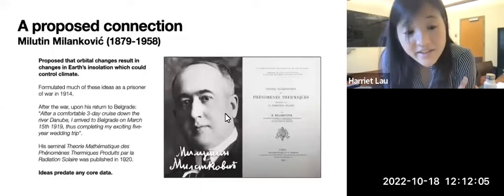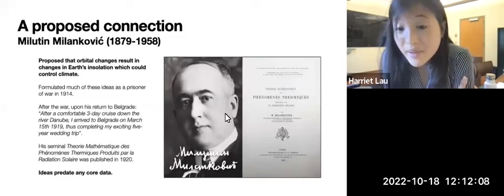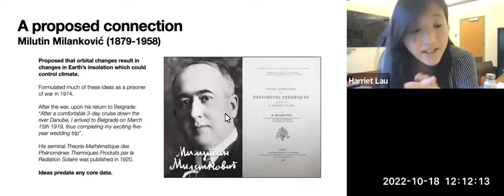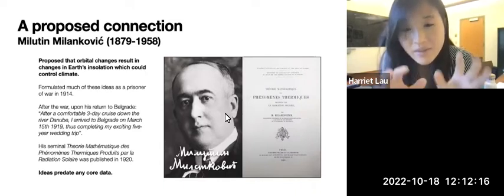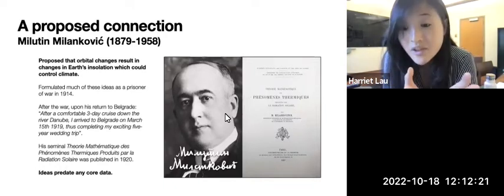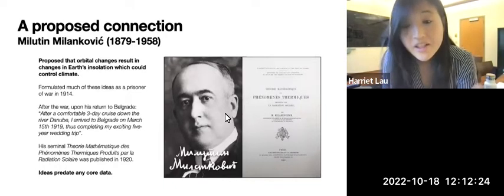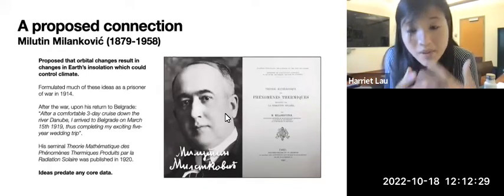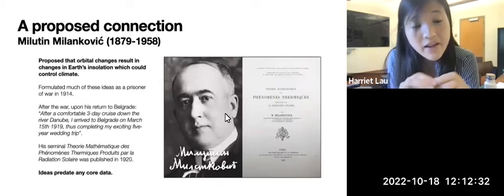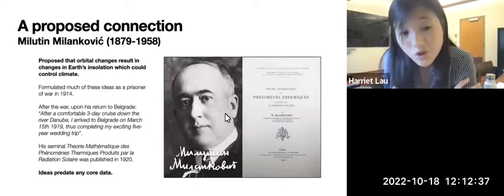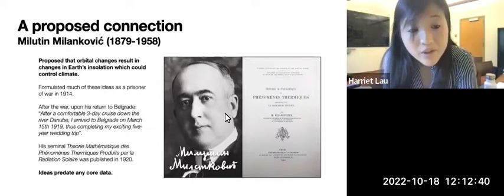And so these ice ages that I've described are often connected to Milankovitch cycles, which I'll discuss in a few moments. But, as an enthusiast of the history of science, I thought I'd take this time to put Milankovitch into a little bit of context, since we actually have just passed his 200th year anniversary of when he published his really early work on these ice ages. And so what Milankovitch did is that he proposed that orbital changes result in changes in Earth's insolation that could control climate. And he actually formulated much of these ideas as a prisoner of war in 1914.